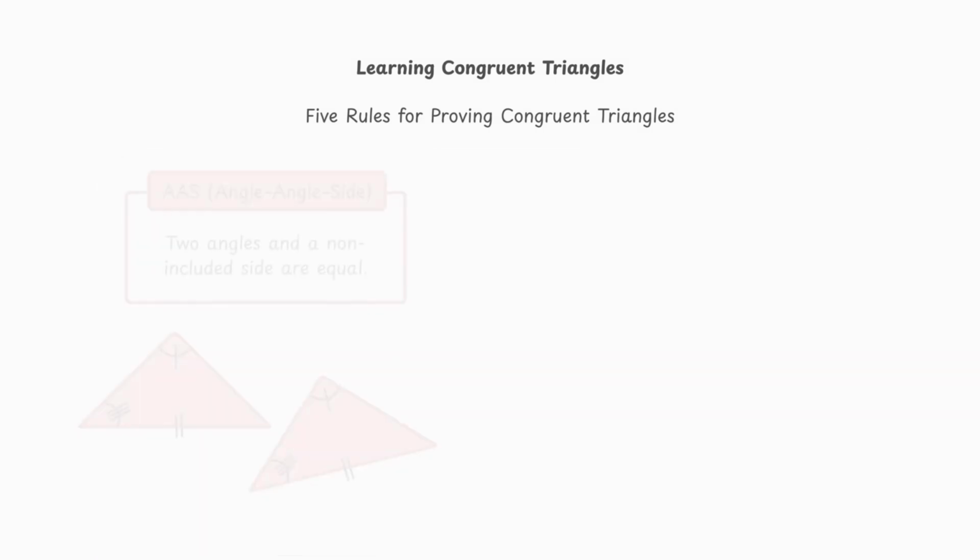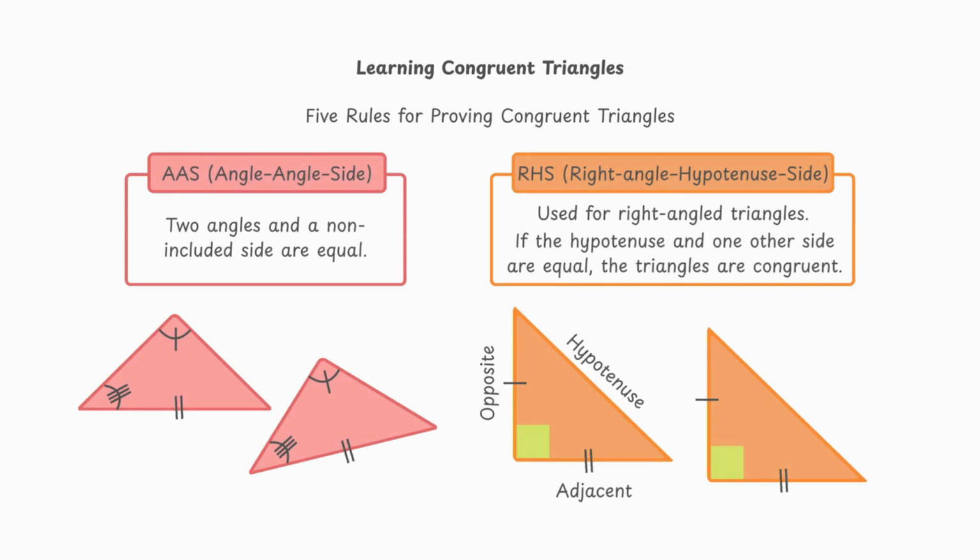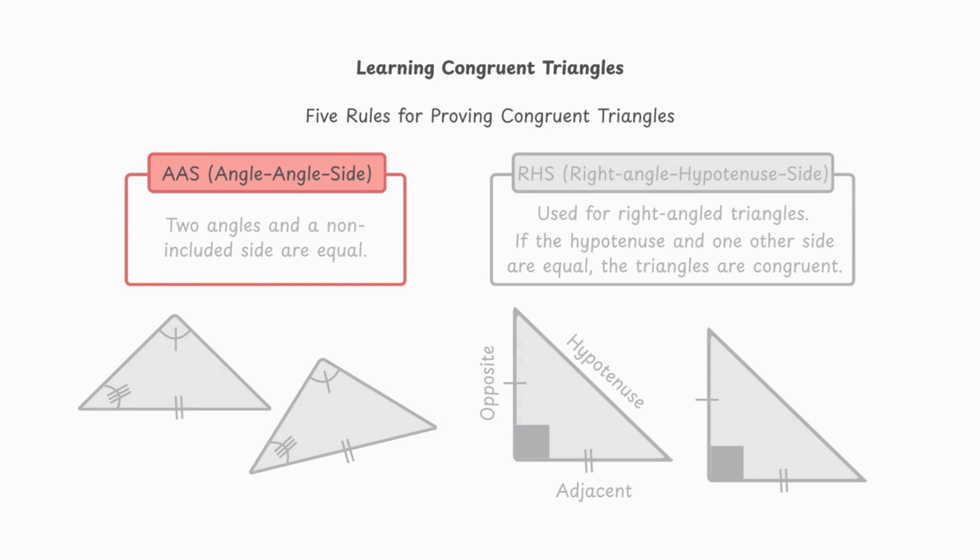Now let's complete the set with the final 2 rules for congruent triangles and bring all 5 together. Let's start with the 4th rule, AAS, angle, angle, side. This means 2 angles and a side that is not between them are equal. So unlike ASA, the side here is not the included side.